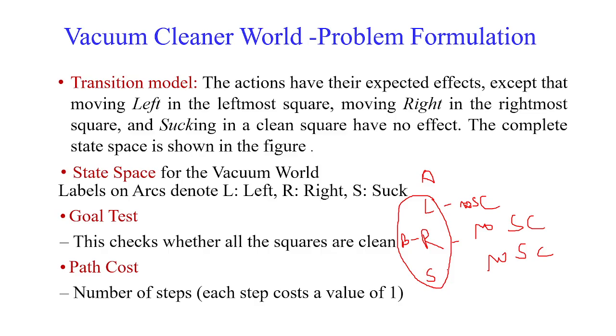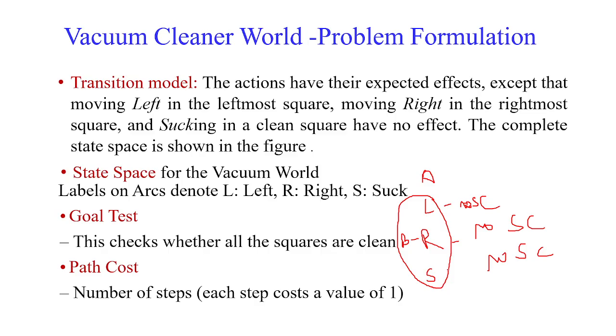Now we talk about the goal state. The goal state or the goal test is very simple. We keep asking questions. Are all rooms clean? Yes, the agent has succeeded. If one of the rooms is still dirty, the agent keeps going and cleaning it.